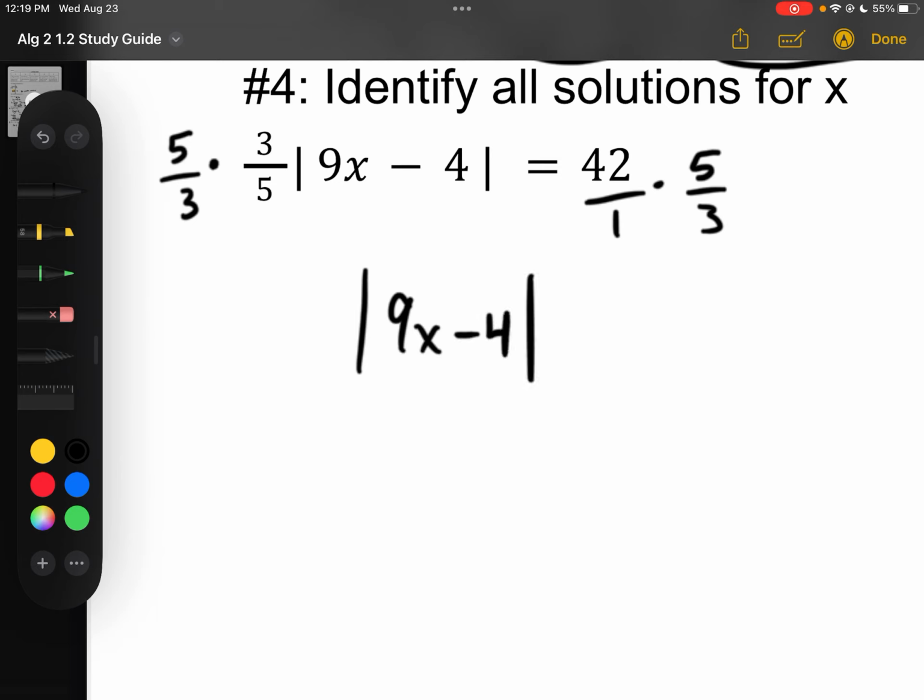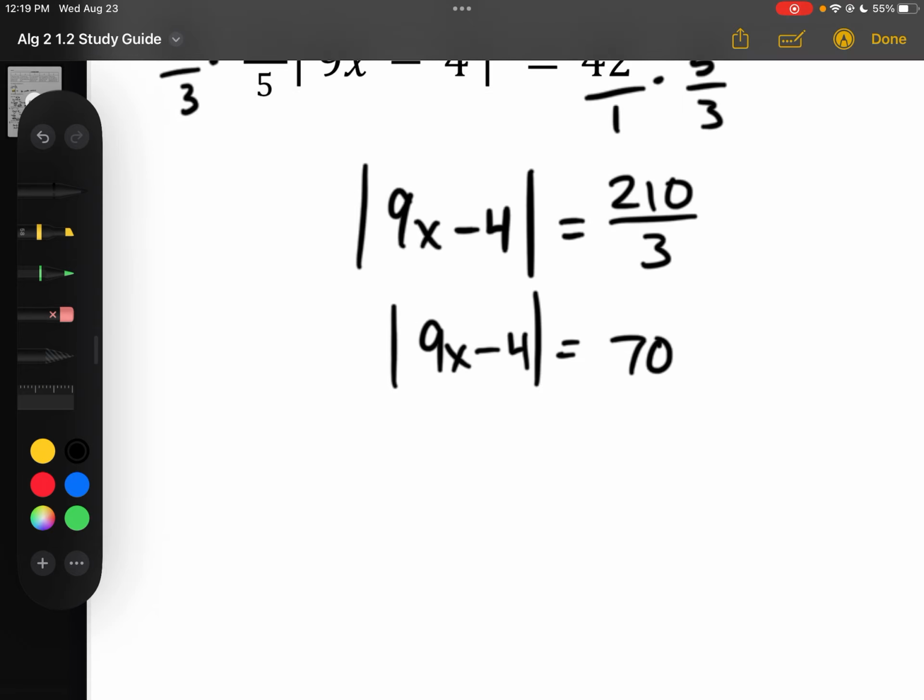So we're going to have 9x minus 4. And then from here, we just continue to evaluate as we go across. If we divide 210 by 3, we'll get 70, which is a positive number, so we are able to split our absolute value.